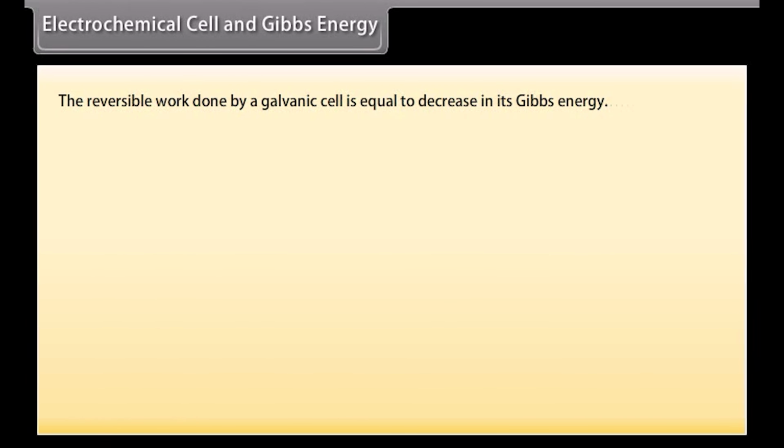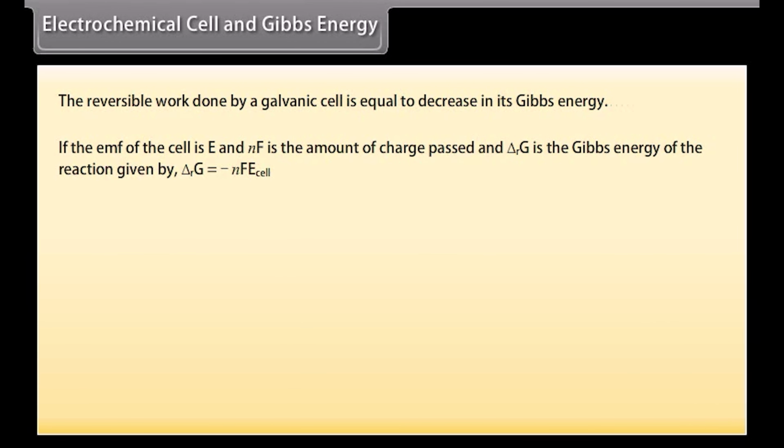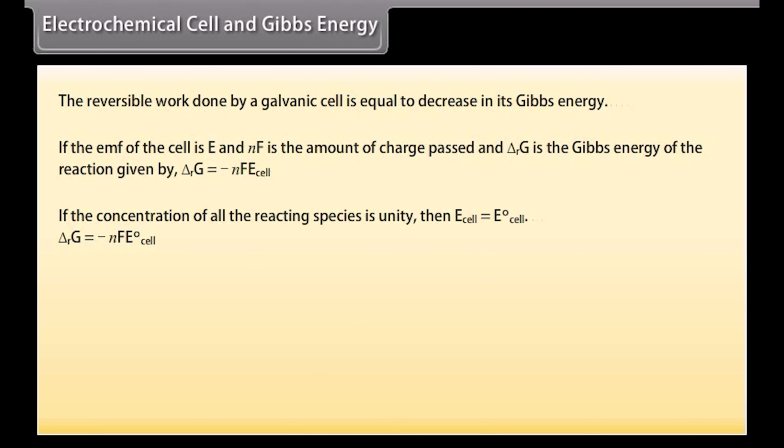Electrochemical cell and Gibbs energy. The reversible work done by a galvanic cell is equal to decrease in its Gibbs energy. If the EMF of the cell is E and nF is the amount of charge passed and delta rG is the Gibbs energy of the reaction, given by delta rG is equal to minus nF E cell. If the concentration of all the reacting species is unity, then E cell is equal to E naught cell. Delta rG is equal to minus nF E naught cell.